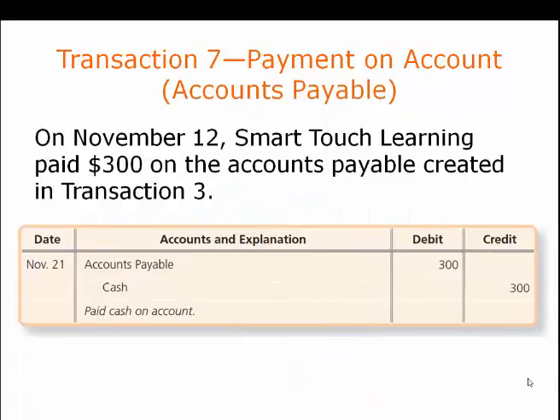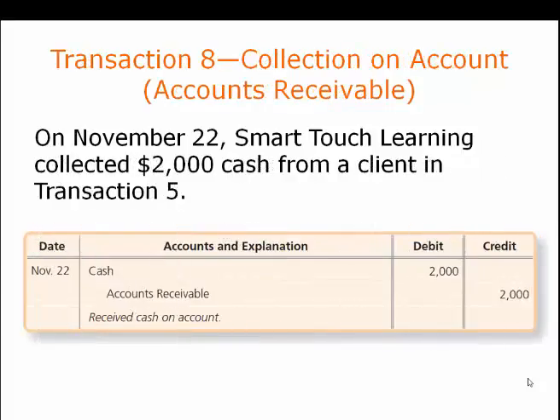Okay, now Smart Touch decided, well, I've got to pay those people that brought this stuff in for me. So when they paid them, cash goes out, but they also reduce what they owe. So they reduce their liability for accounts payable by $300, but they've also reduced their cash, which is an asset, by $300. And so they owe less than what they owed before for the office supplies.